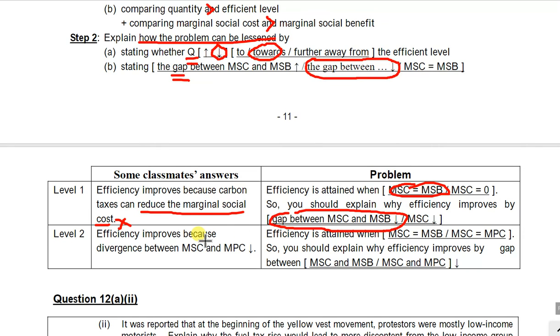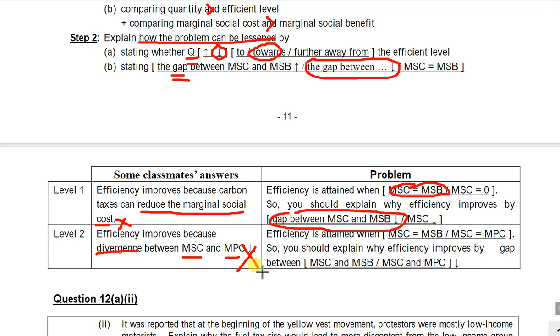And some of you did better in your mock practice. You know that you have to explain something about the gap or the divergence. Divergence means the difference, actually the gap. But you wrote down something like this: the gap between the social cost and the private cost decreases. This is not correct. This is not correct.